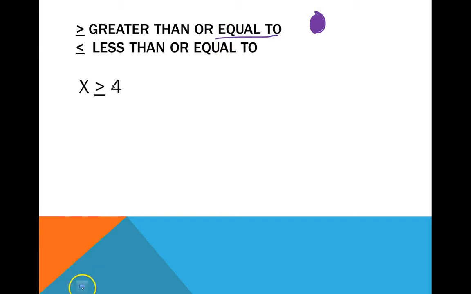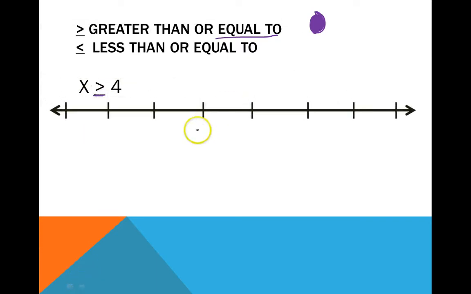X is greater than or equal to, the little bar down here tells me it's equal to, 4. So in the middle of my number line, we put 4, 5, 6, 7, 8, 3, 2, 1. On 4, I'm going to put a solid circle because it has the or equal to part. When you have the or equal to, you put the solid circle. Now, am I going to shade left or right?